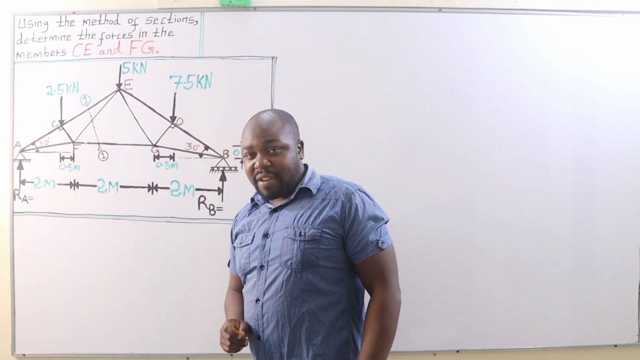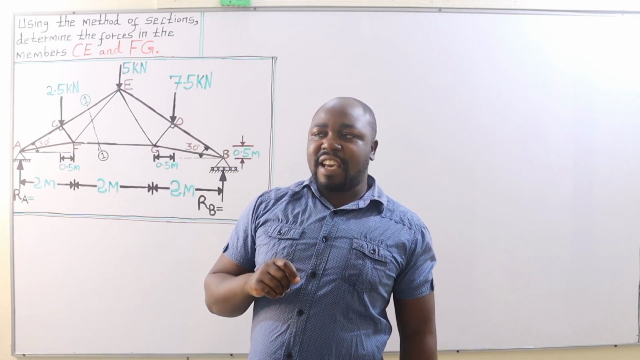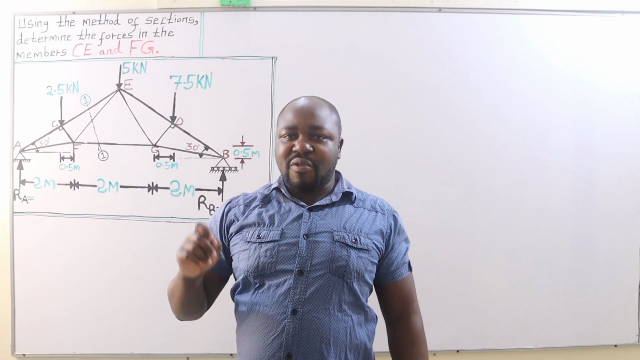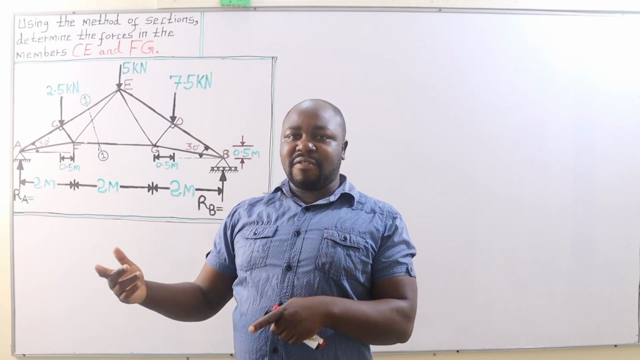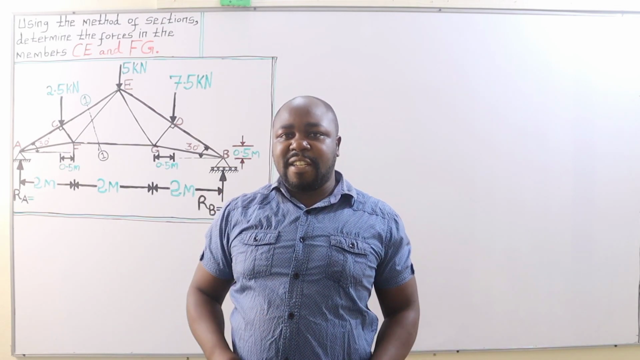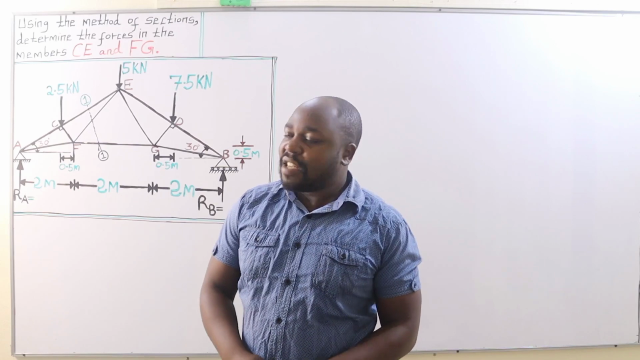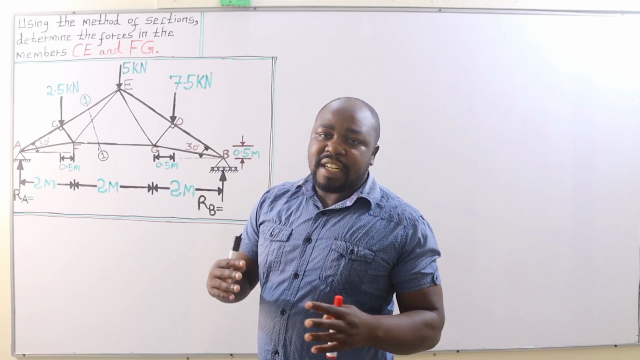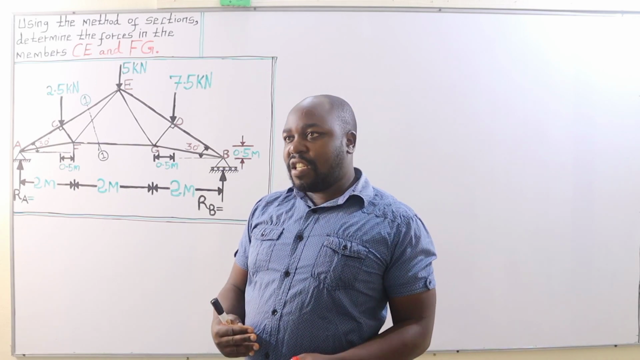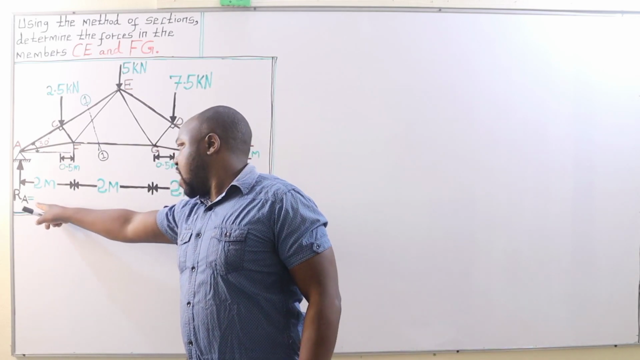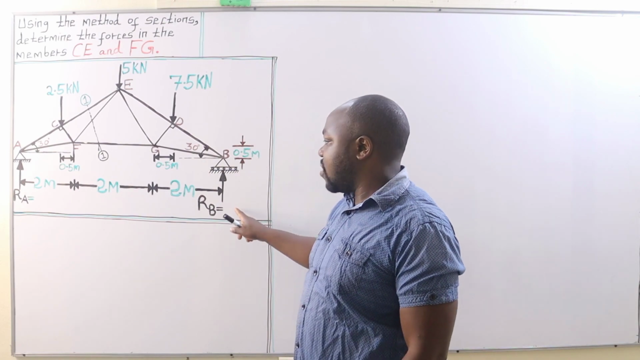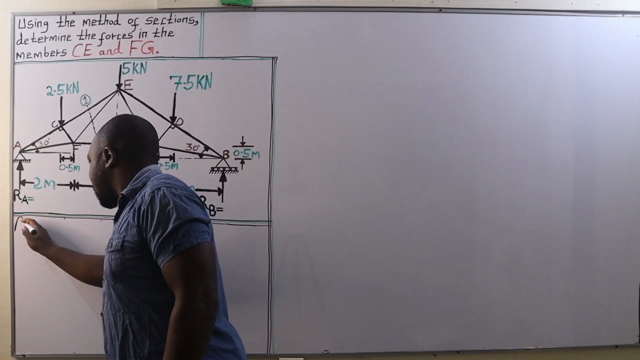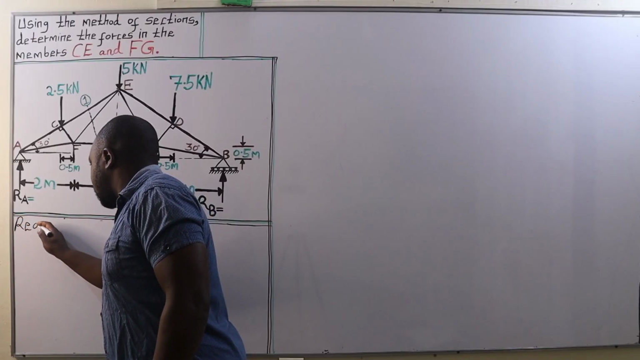And that's why we have seen that this method is usually used when the forces in a few members of a truss are to be determined. A very quick method. Now, we are going to begin with calculating the reactions at A as well as the reaction at B.